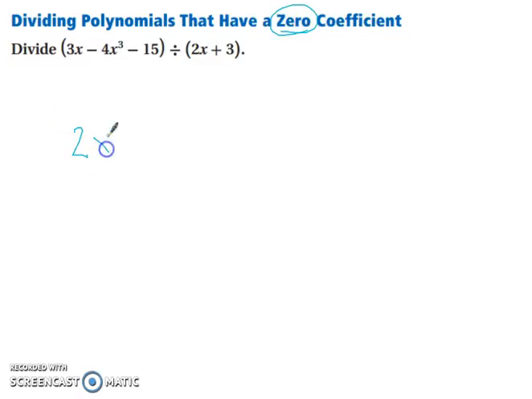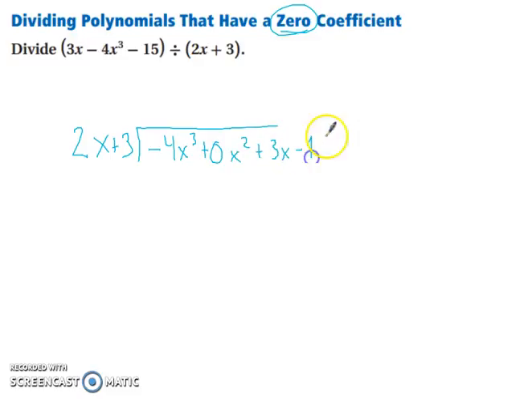So we've got 2x plus 3, and that's going into negative 4x to the third plus 0x squared plus 3x minus 15. So since there was no x squared, we needed a placeholder. Otherwise, everything is going to be shifted, and when you subtract, things aren't going to line up. Because remember, you want like terms when you're lining things up. And whatever sign was in front of the coefficient, you keep it. So if it was a minus 4x to the third, it's a minus 4x to the third.